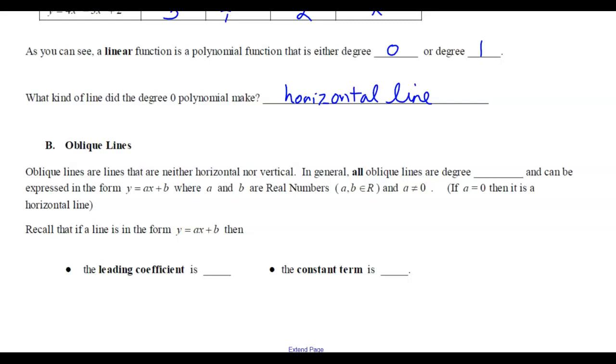Okay, so if it's not horizontal or vertical, we call it an oblique line. And oblique lines are lines that are neither horizontal nor vertical. In general, all oblique lines are degree 1 and can be expressed in the form y equals ax plus b, where a and b are real numbers and a can't be 0. If a was 0, then we wouldn't have this term, and it would be a horizontal line. So an oblique line, we have to have that x term. Recall that if the line is in the form y equals ax plus b, then the leading coefficient is a, and the constant term is b.